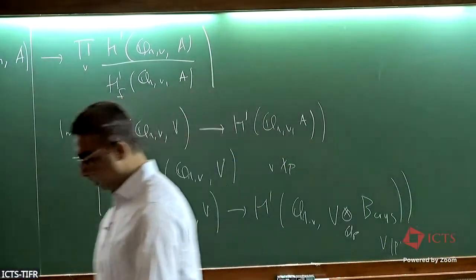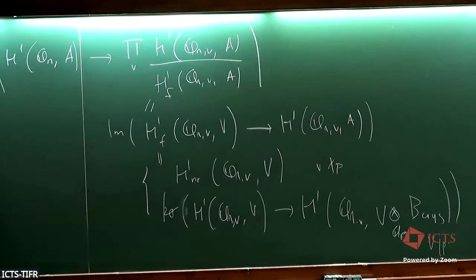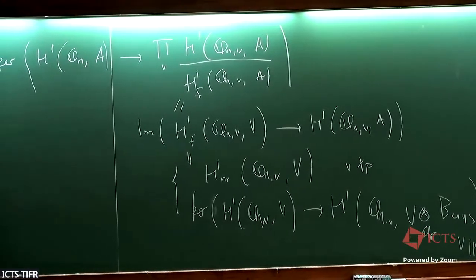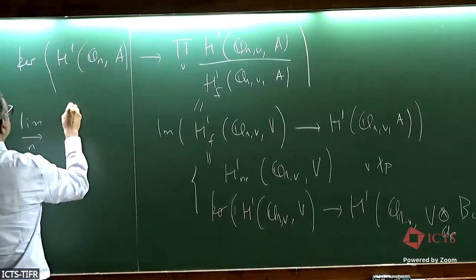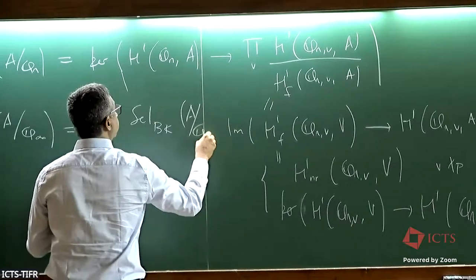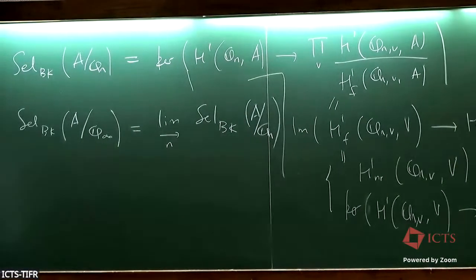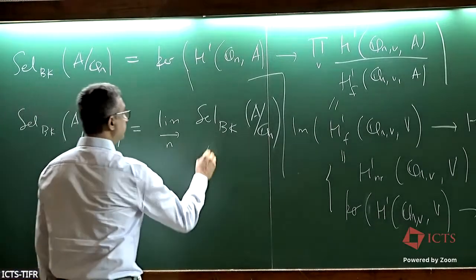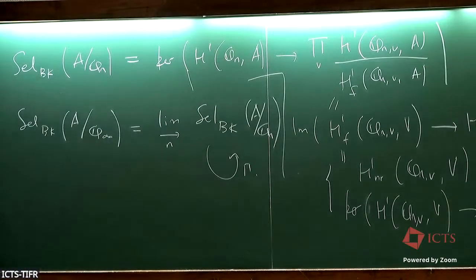Okay, so that's the Bloch-Kato Selmer group over Q_n, and you can define the Bloch-Kato Selmer group over Q_infinity to be the direct limit of these finite level Bloch-Kato Selmer groups. So there's an action of Gamma, which is the Galois group of Q_infinity over Q.